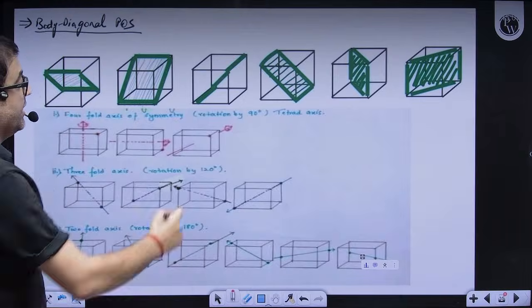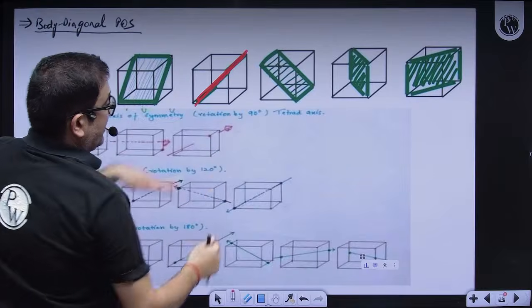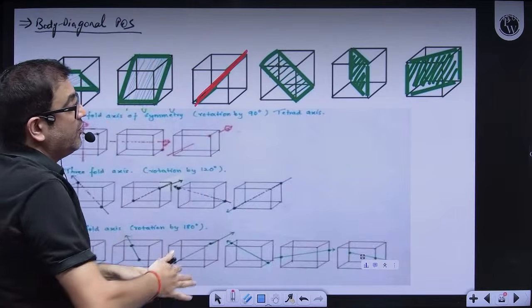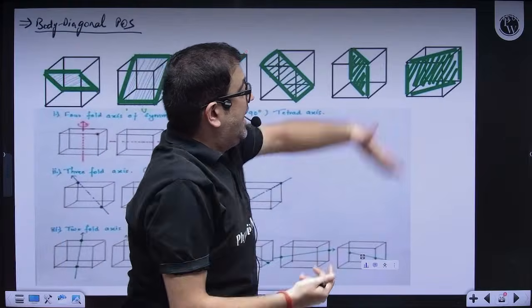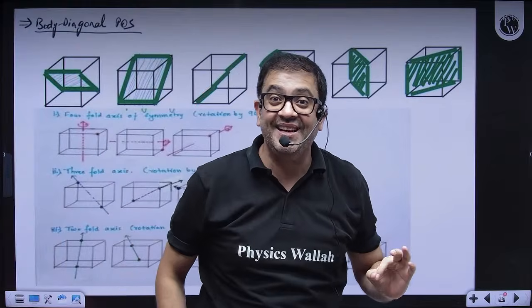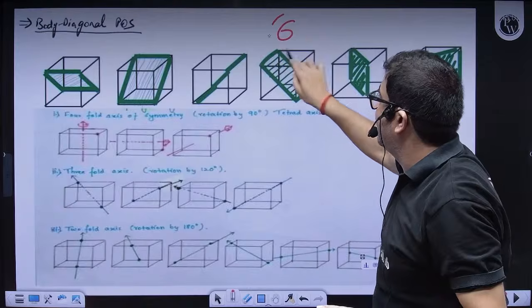Now what about the other one? This and this second one. So how many body diagonal planes of symmetry can you have? 6. Shall we draw it?